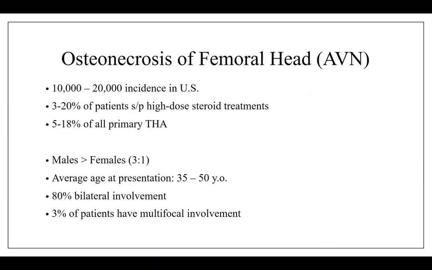So the incidence of AVN of the femoral head is 10,000 to 20,000 patients in the United States every year. 3 to 20% of these patients present with AVN after high-dose steroid treatments. 5 to 18% of all patients who have primary total hip arthroplasties have these procedures because of AVN. There is a strong male to female predominance of 3 to 1, and the average age of presentation is 35 to 50 years of age. There is bilateral involvement in 80% of patients. And 3% of patients who have AVN have multifocal involvement, which means that 3 or more joints are affected.